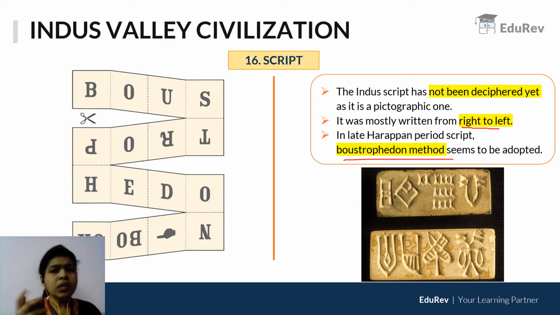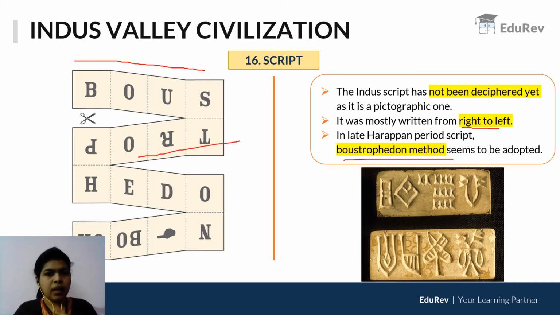Another thing is, what is this Boustrophedon method? Take a look at the picture that we have here. You start writing from left to right initially, and then you move from right to left. In alternate lines, you are writing from left to right, and then moving from right to left, and then coming back in the next line from left to right.